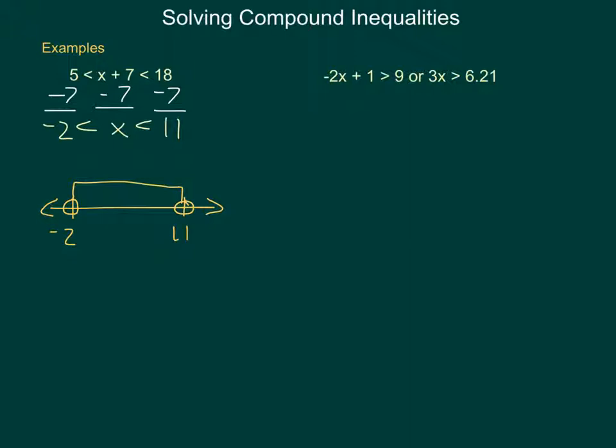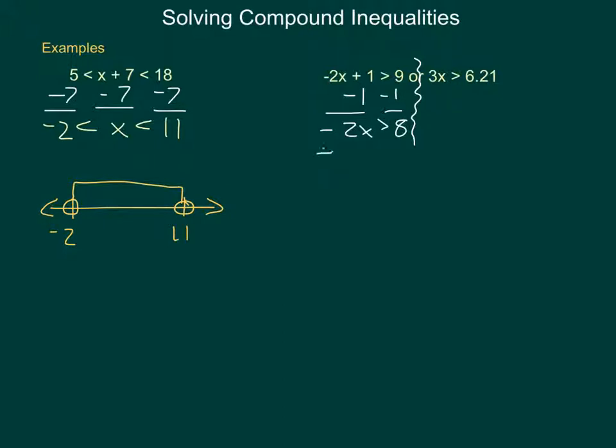Next, we'll look at an OR situation. We have negative 2x plus 1 is greater than 9, or 3x is greater than 6 and 21/100ths. Here I'm going to have to solve this as if it were 2 separate items. So, solving the left hand, we're going to subtract 1 from each piece. Negative 2x is greater than 8.